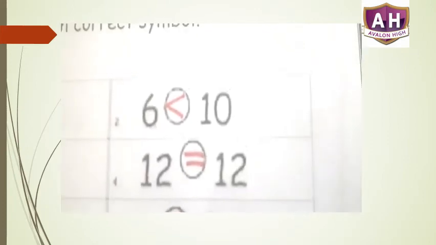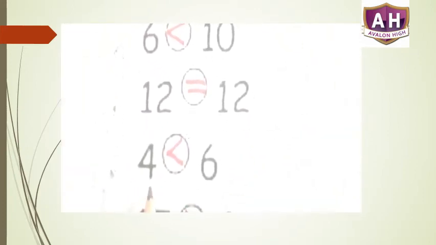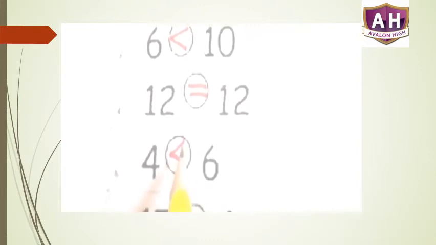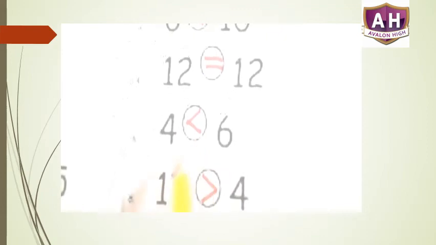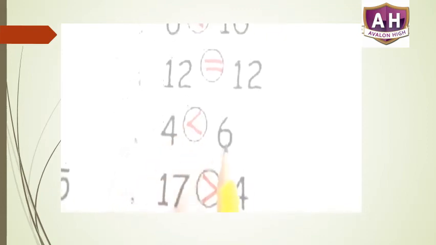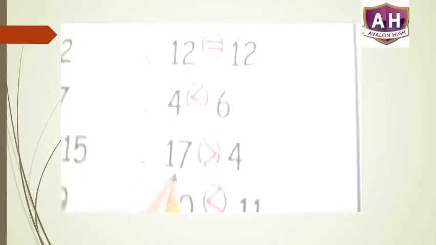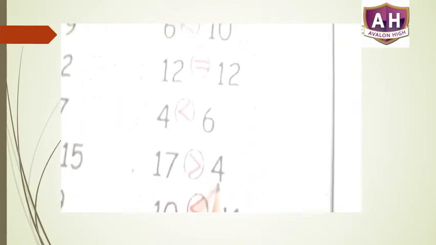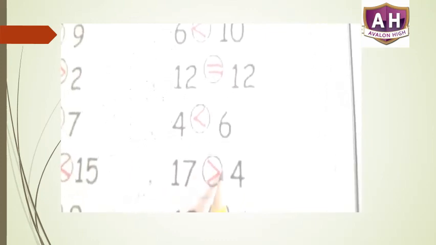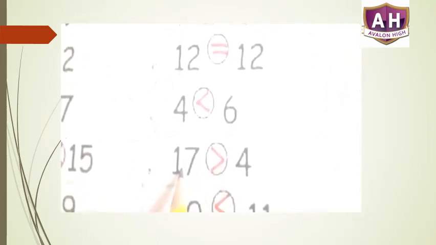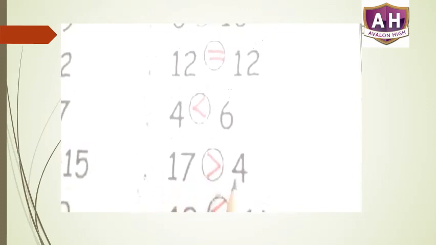Let's compare 4 and 6. As we all know, 4 is smaller or less than 6. So the crocodile's mouth will open towards the right side, which means that 4 is smaller than 6. 17 and 4. 17 is a bigger number and 4 is a smaller number. So we can say that the crocodile's mouth will open towards the greater side or towards the left side. So 17 is greater than 4.